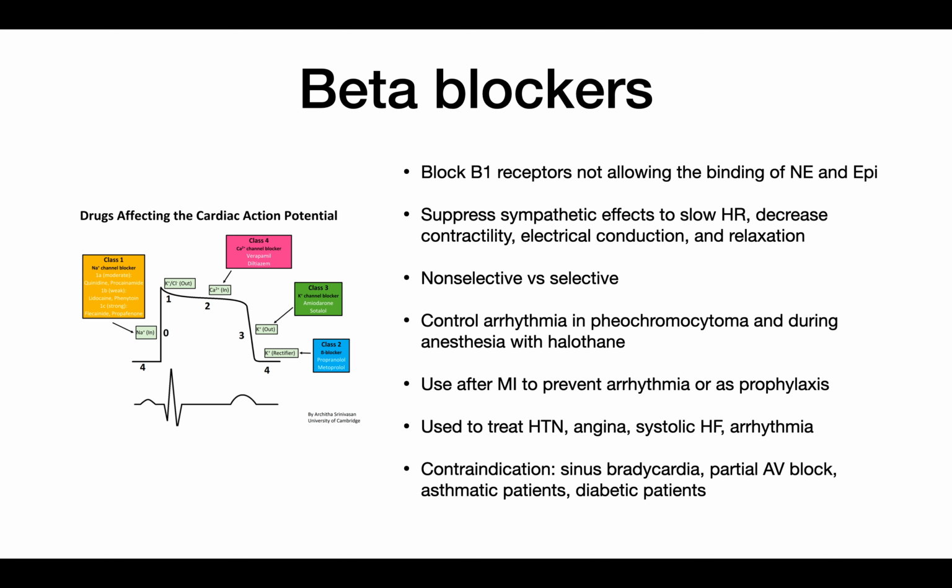Okay, so beta blockers block B1 receptors in the heart, don't allow the binding of adrenergic hormones, so it will suppress the sympathetic effects. And there's the non-selective versus selective, yada yada yada. Okay, we also use these to control arrhythmia in pheochromocytoma and during anesthesia. We use it after myocardial infarction, also with angina, hypertension. We don't want to give it to, especially the non-selective beta blockers, people with asthma, or diabetic patients, because remember, it hides the signs of hypoglycemia.